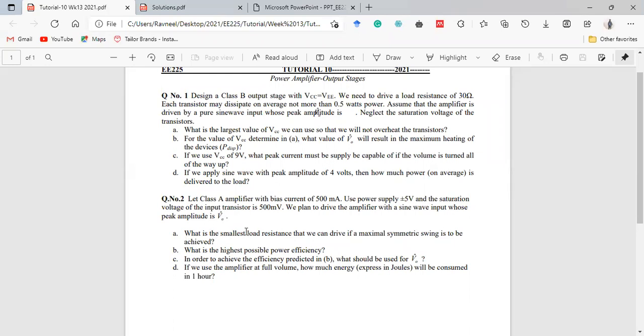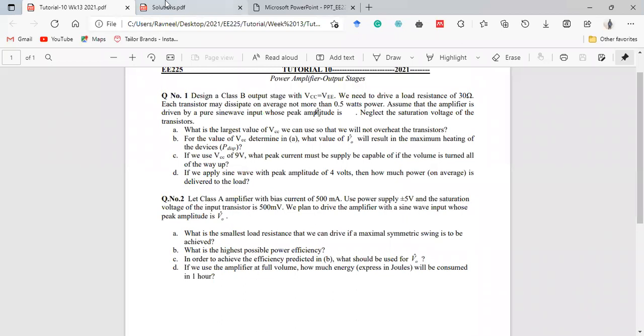What is the smallest load resistance that we can drive if the maximal symmetric swing is to be achieved? So basically we have to find the smallest load resistance. From this, we know that the VCC value is 5 volt. We also know that the saturation voltage is 500 millivolt. So we need to find our load resistance. We also know the bias current is 500 milliamps.